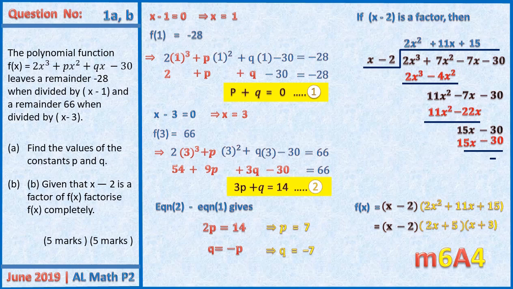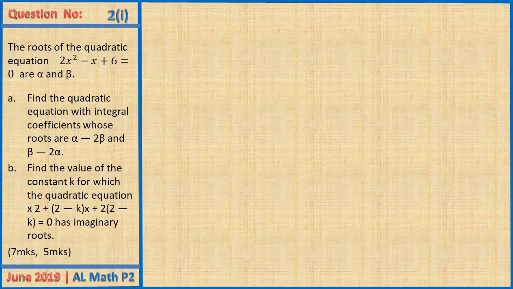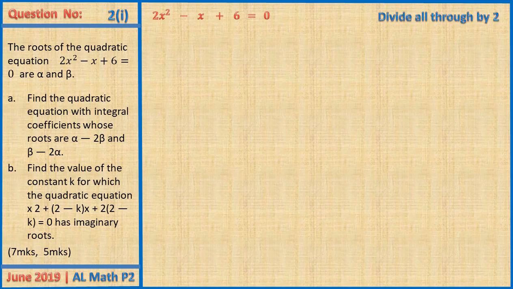This brings us to question 2. The roots of this quadratic equation are alpha and beta. Find an equation with roots alpha minus 2 beta and beta minus 2 alpha. The first thing to do here is to express this quadratic in the form x squared minus sum of roots plus product. So dividing all through by 2, we obtain x squared minus a half x plus 3 equals 0.